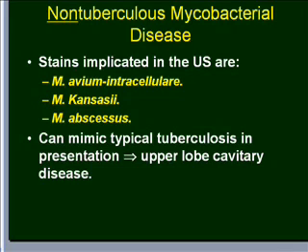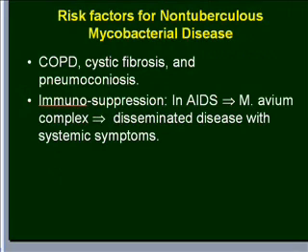So what are the risk factors for this atypical tuberculosis disease? COPD, cystic fibrosis, and pneumoconiosis. Which pneumoconiosis has an affinity for tuberculosis? Can you tell me that? It is silicosis.